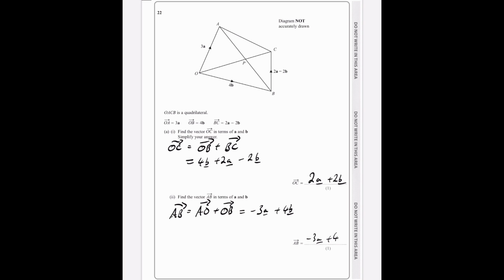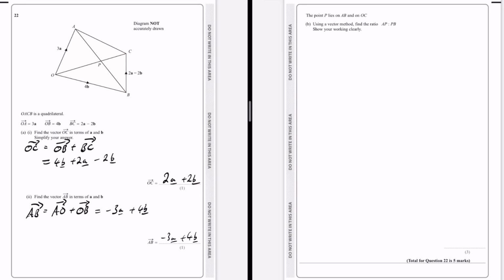Okay, so part B is the tricky one where we have to find the ratio of A to P to P to B. And we do this by finding the vector A to P in two separate ways. Those two separate ways will look different, however, they will be the same vector. So having A to P calculated in two different ways will allow us to find out what the proportion of A to B is when we're finding A to P. So A to P is a proportion of A to B. I'm going to call that proportion lambda. Lambda is just going to be a fraction, so it's lambda lots of A to B.